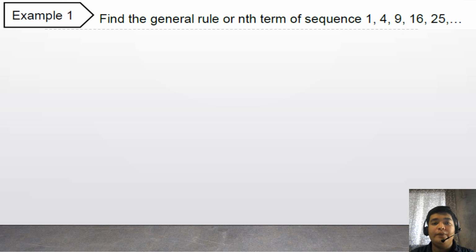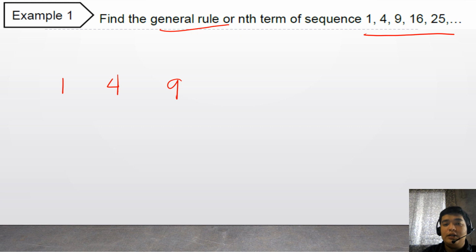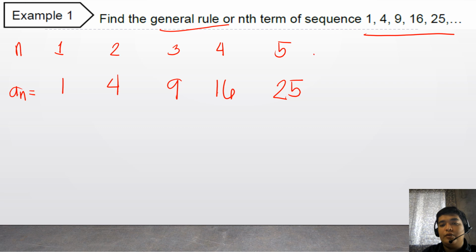Okay, example 1. Find the general rule or the nth term of the sequence 1, 4, 9, 16, 25, and so on. So we need to find the general rule given the sequence 1, 4, 9, 16, and 25. Okay, so 1, 4, 9, 16, and 25. So this is our a sub n. These are our terms. So our n is, meaning our first term is 1, our second term is 4, our third term is 9, our fourth term is 16, and our fifth term is 25, and so on.